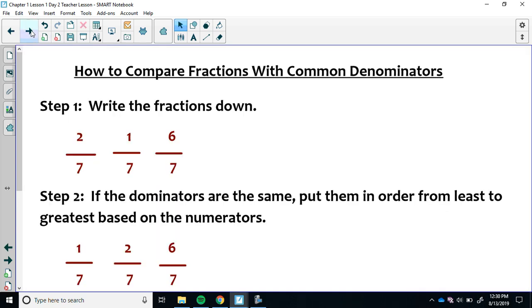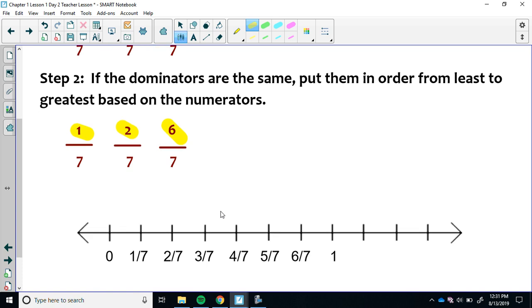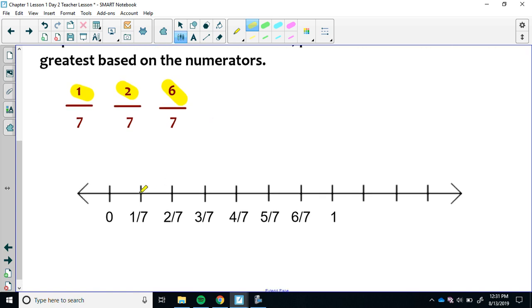Once again, how do we compare fractions with common denominators? Well, let's say that we have the fractions 2/7, 1/7, and 6/7. The denominators are all the same. You put them in order from least to greatest based on the numerators. And our numerators are our top numbers. So 1/7, 2/7, 6/7. And then all you have to do then is represent them on a number line. 1/7, 2/7, and 6/7.